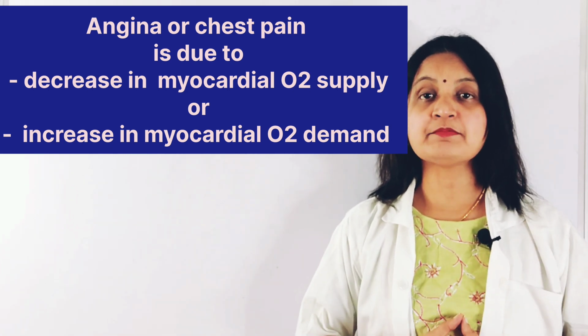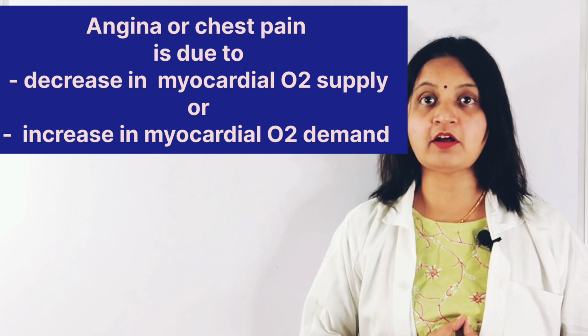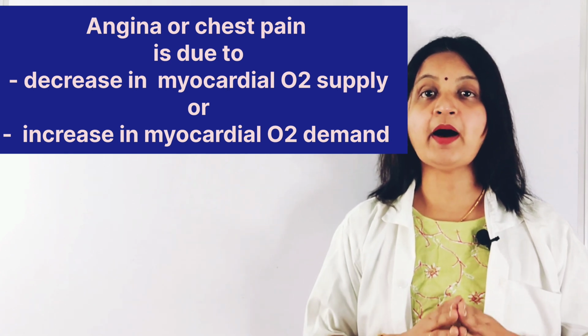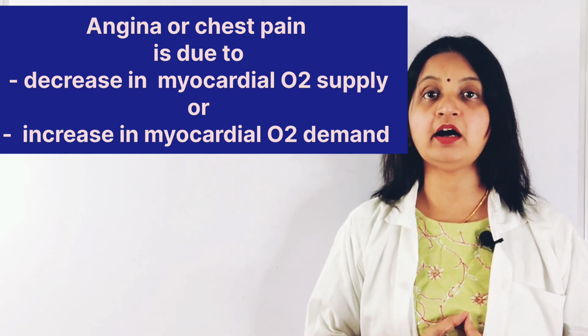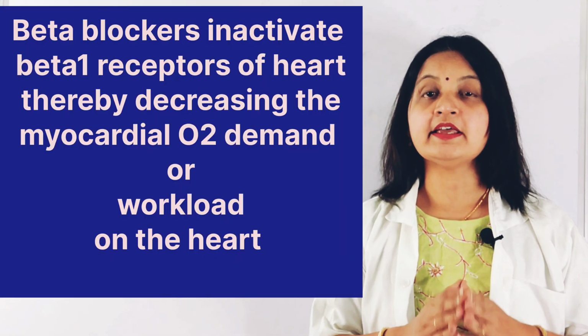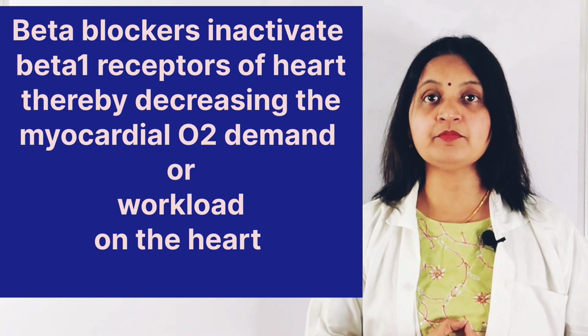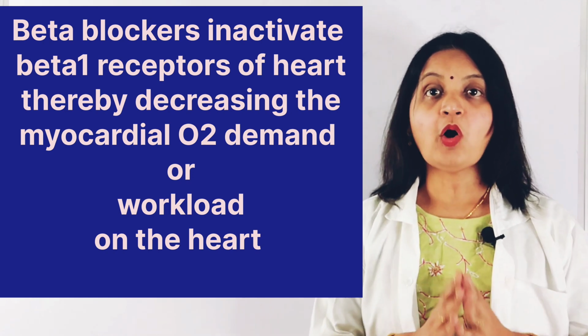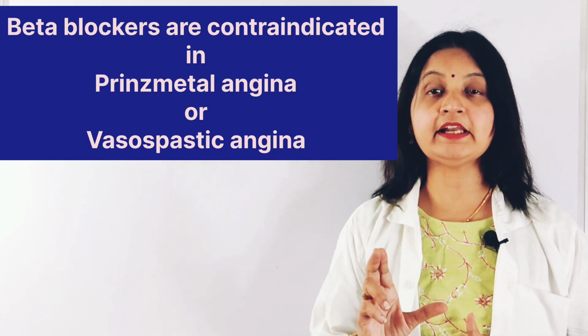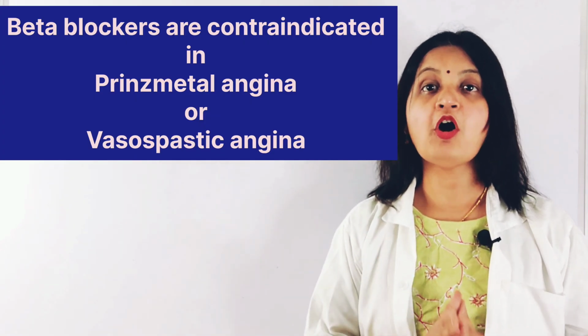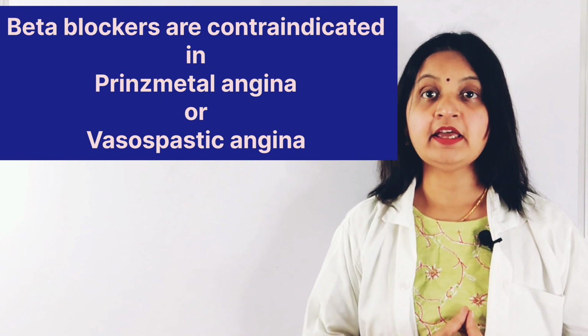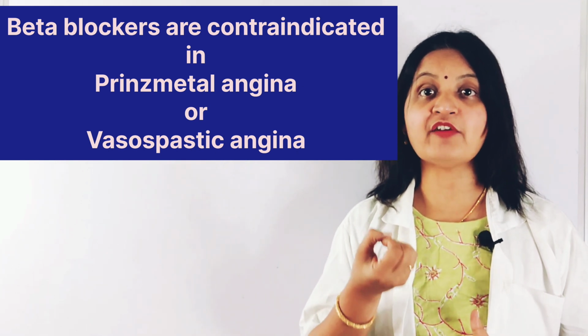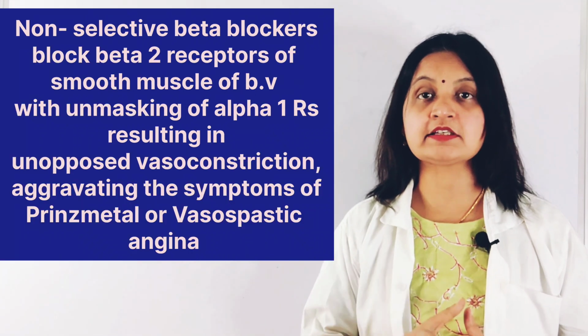So, beta blockers, by blocking the beta-1 receptors of the heart, decrease the myocardial oxygen demand on the heart, thereby decreasing the workload on the heart, and are helpful in relieving the symptoms of angina. Also, it is to be noted that beta blockers are contraindicated in Prinzmetal angina or vasospastic angina, characterized by localized vasospasm of the blood vessels.